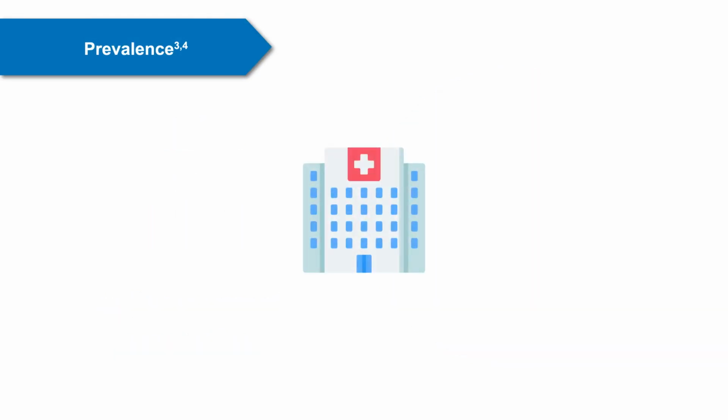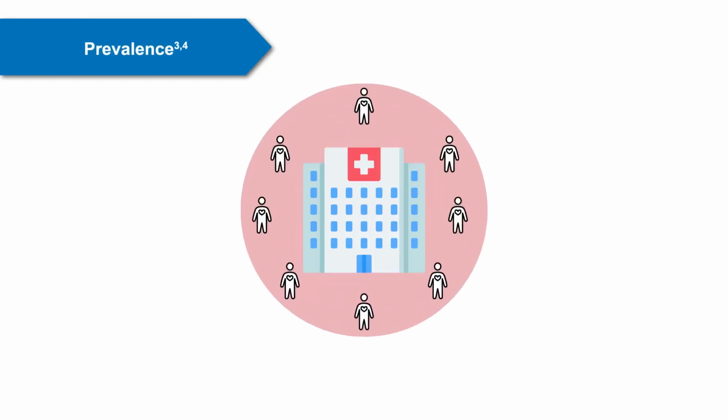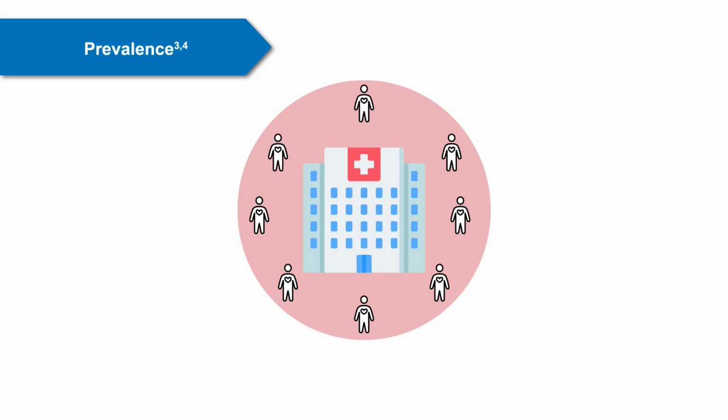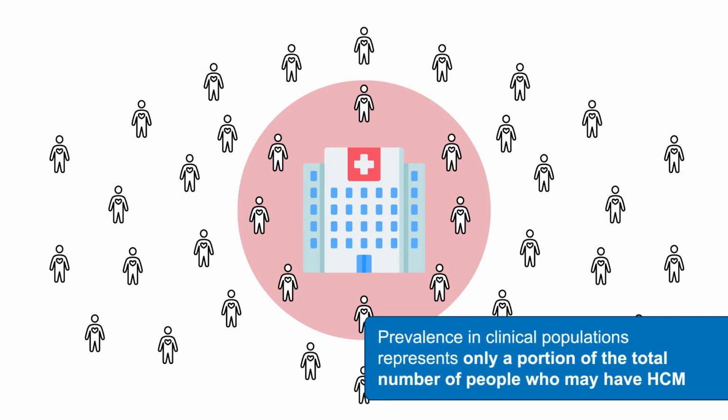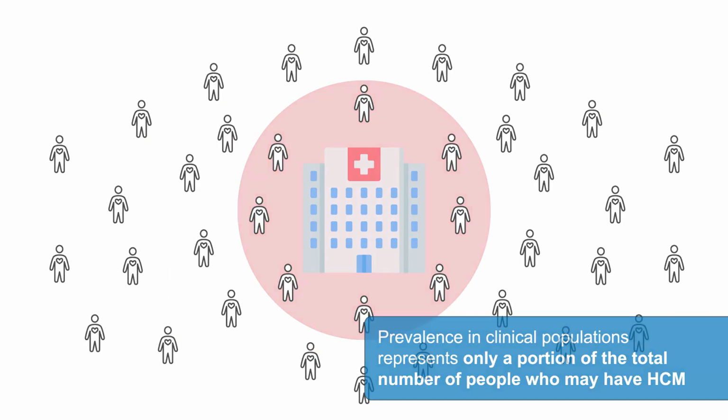If we look at the prevalence of the disease in clinical populations, we find that the prevalence is much lower, with a reported prevalence of somewhere between 1 in 5,000 or even lower values, reflecting the fact that patients who are in medical care are generally those who have significant symptoms and represent only a proportion of the total number of patients who may have this disease.